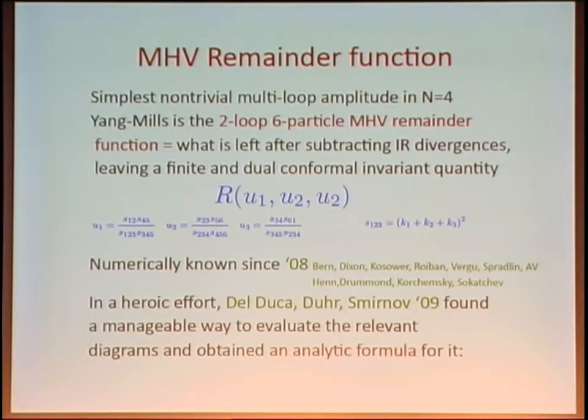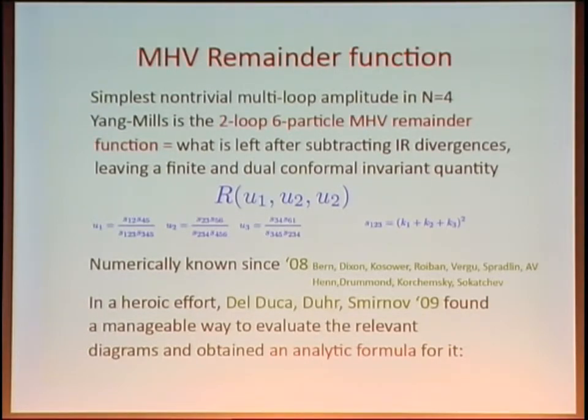If you start looking at it, first you do it in dimensional regularization, you subtract the infrared divergences, and they're captured by the so-called BDS ansatz. Again, you can write a Ward identity and solve it. What is left is called the remainder function. It's a function of three dual conformal invariant cross ratios. For four and five points, there are essentially no dual conformal invariant cross ratios, so the first non-trivial one appears at two loops and six particles.